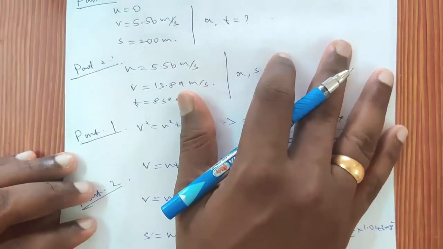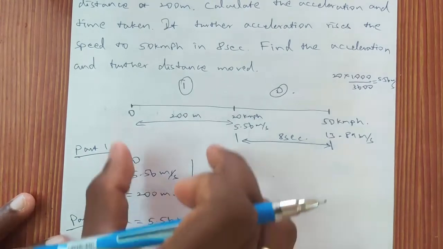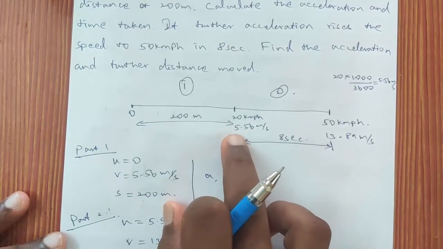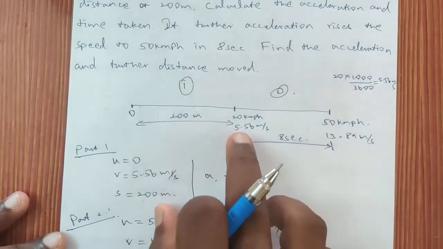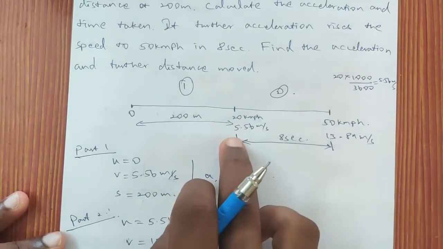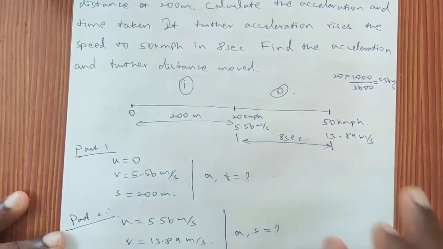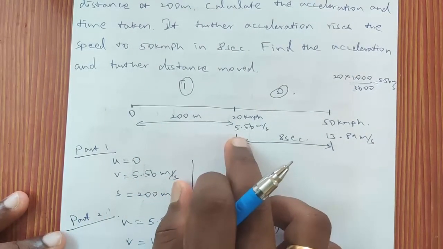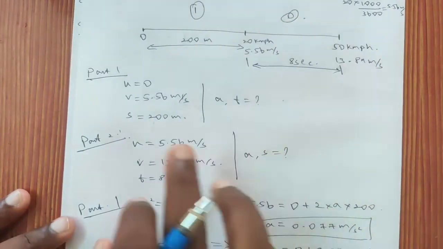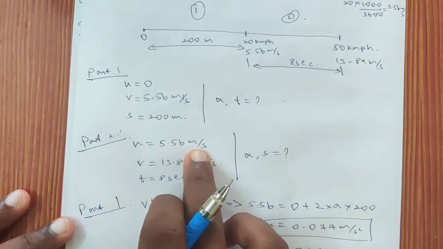Okay, so the important point about this problem is we have to split the problem into two parts. In the first part, the vehicle moves from 0 to 5.56 meters per second. In the second part, further acceleration is applied, so the vehicle's velocity increases from 5.56 to 13.89 meters per second. So the final velocity of part 1 will be the initial velocity of part 2. You can see that the final velocity of part 1 is the initial velocity of part 2.